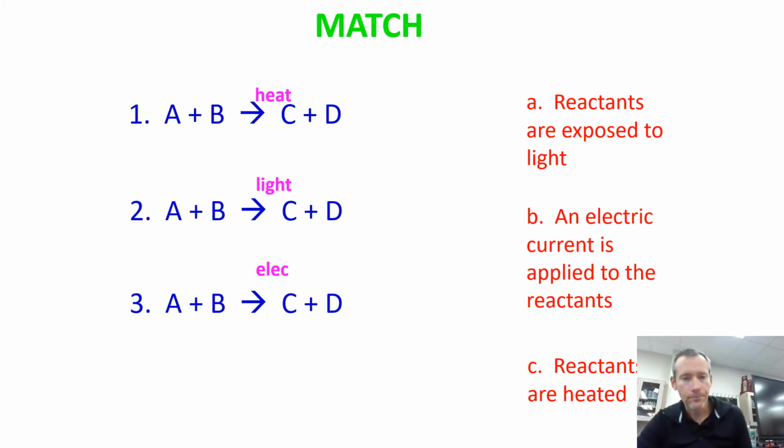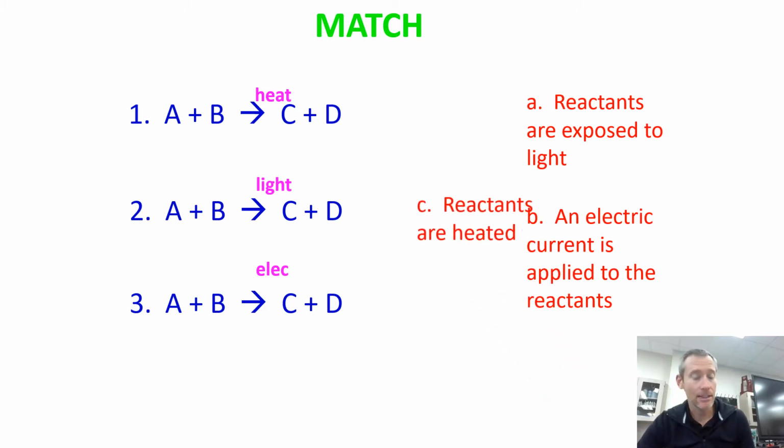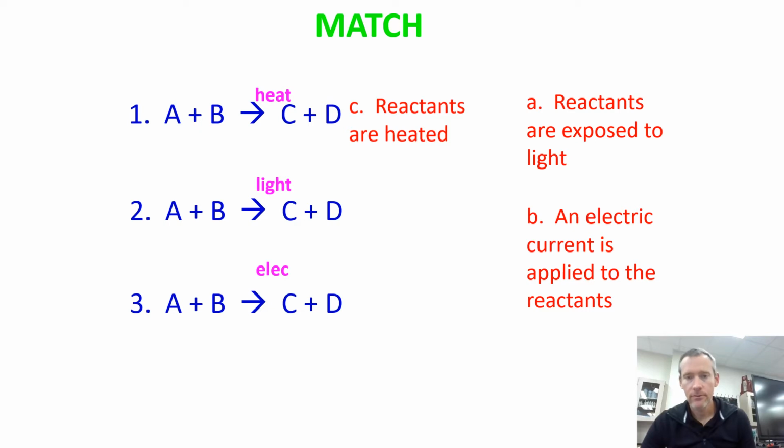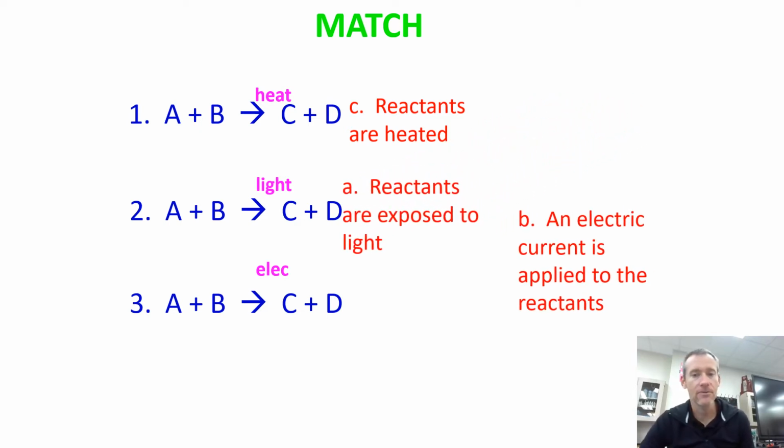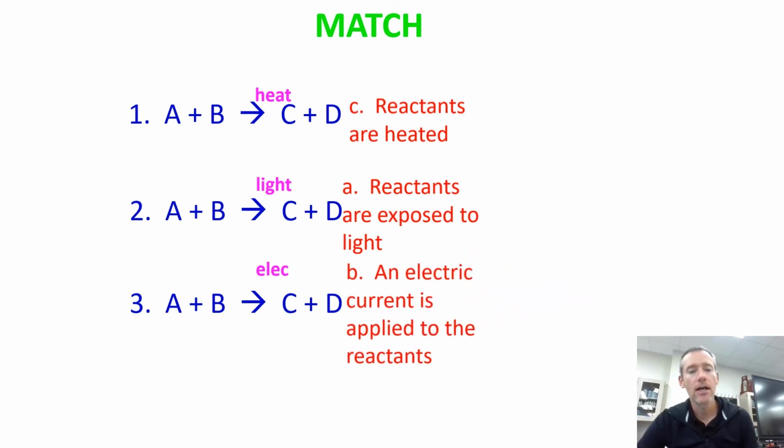All right. There are different ways to generate activation energy: heat, light, and electricity. When you have heat above the arrow, the reactants are heated. Reactants exposed to light would be light. And ELEC stands for electricity or current that you put on top of the arrow.